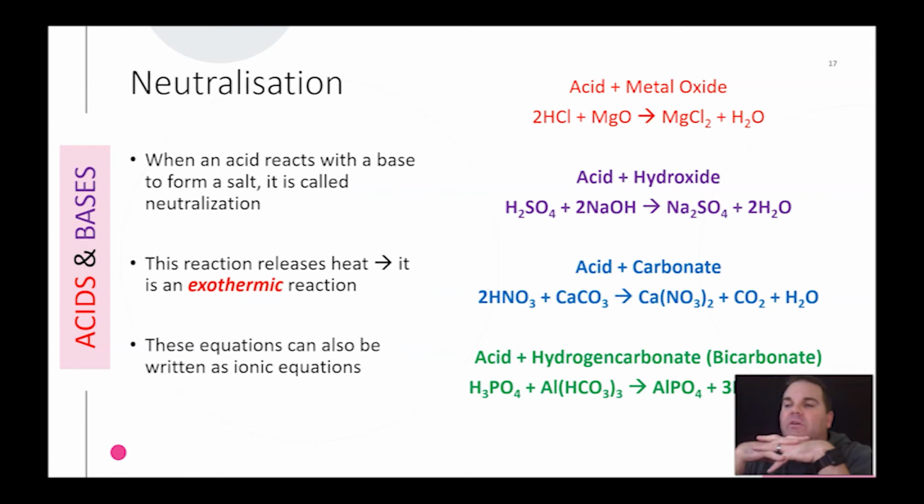Alright, so generally when we're referring to acids and bases, we talk about them neutralizing each other. Now that refers to the fact that acids have a pH below 7 and bases have a pH above 7. So when they come together in equal molar quantities, you can neutralize them and get a pH of 7, which is neutral. That's why we call them neutralization reactions.